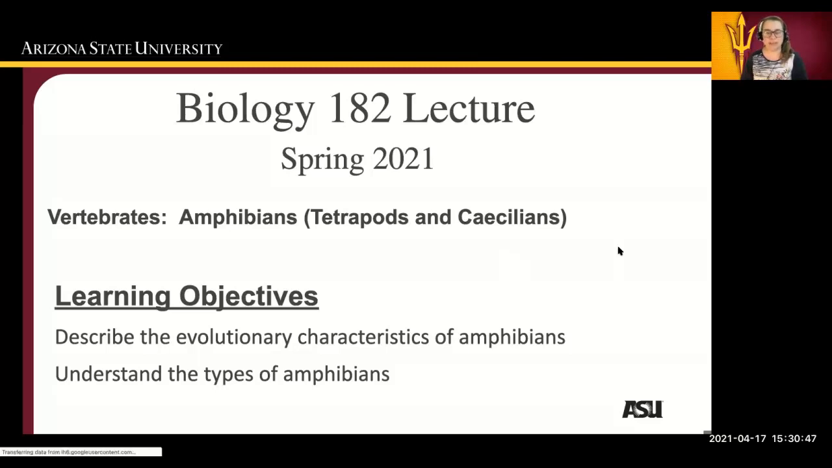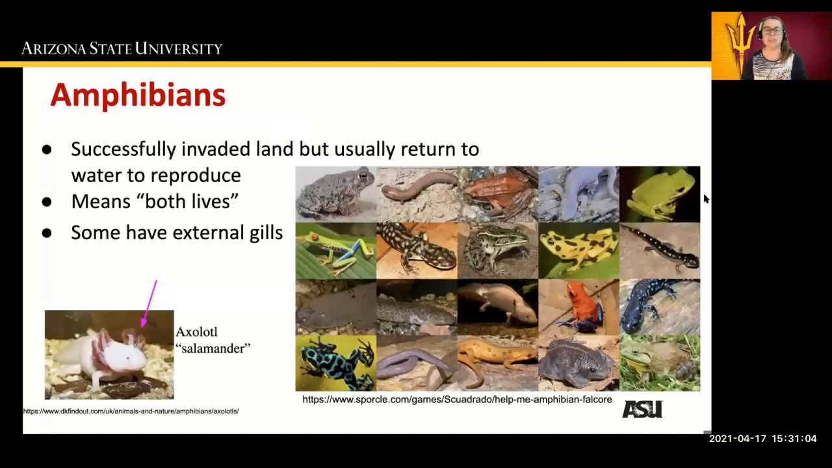Welcome to the Biology 182 lecture series on vertebrates. This video is about tetrapods, amphibians, and caecilians. Students should be able to describe the evolutionary characteristics of amphibians and to understand the different types of amphibians.